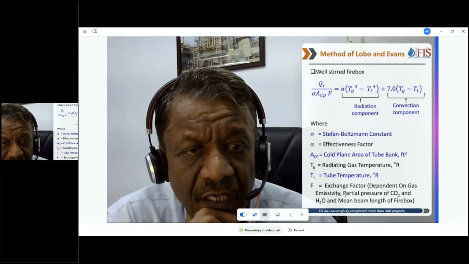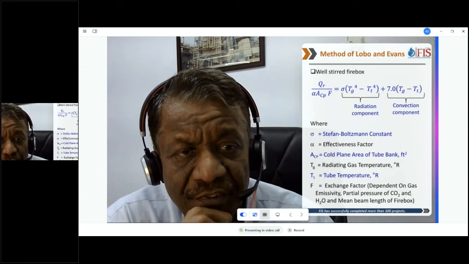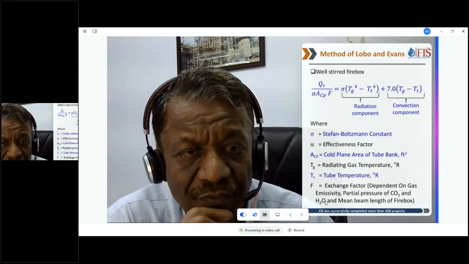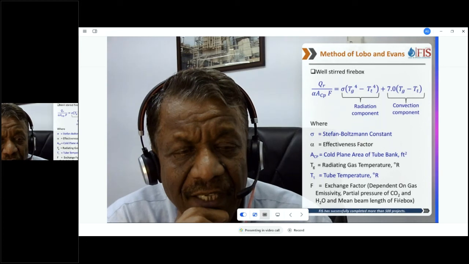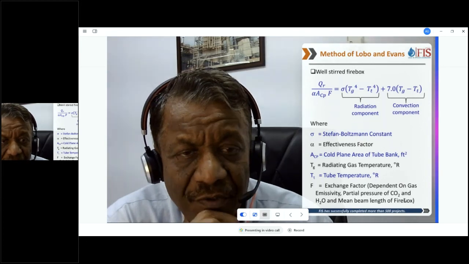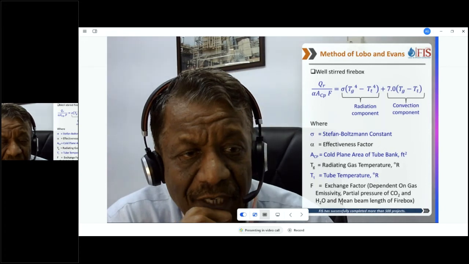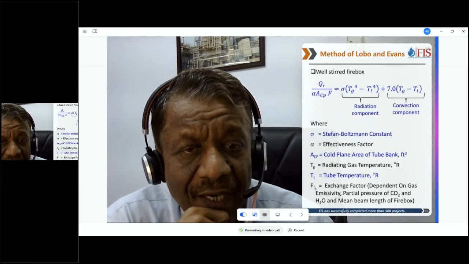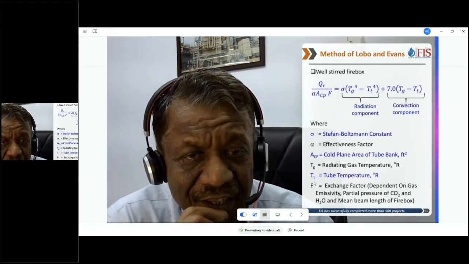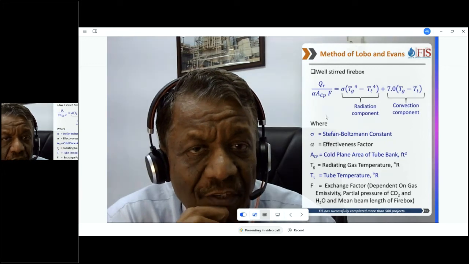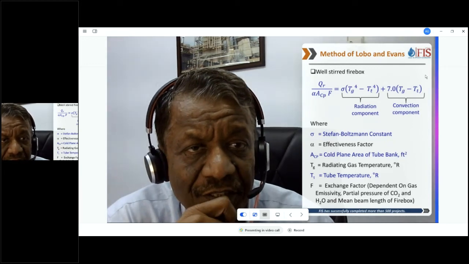Then the partial pressure of CO2 and water vapor, and the mean beam length of the firebox. So these are the three parameters which we will be calculating in our next webinar to calculate the exchange factor. And then we will be solving for this equation.